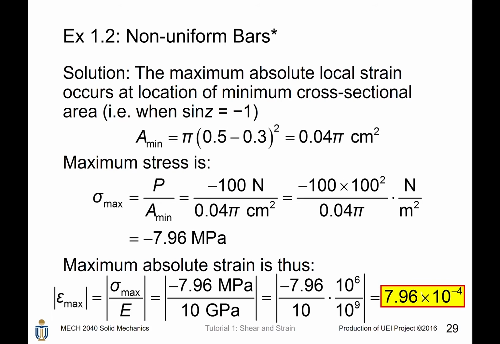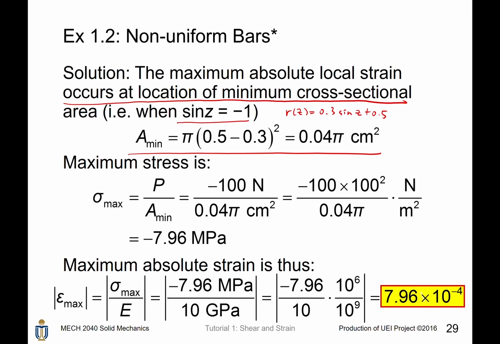In order to solve this problem, we observe that the maximum absolute local strain occurs at the location of minimum cross-sectional area. Recall that R(z) equals 0.3 sine z plus 0.5. The cross-section is a circular region. Therefore, we conclude that the minimum cross-sectional area occurs at the minimum radius. In order to minimize the radius, we take sine z equals minus 1. Therefore, R equals 0.2. Consequently, we can find the minimum cross-sectional area.